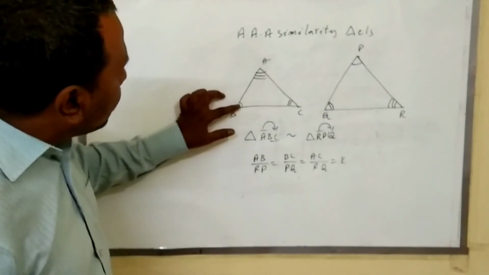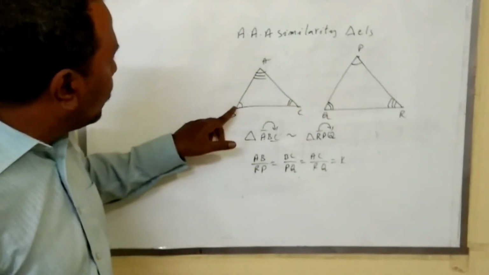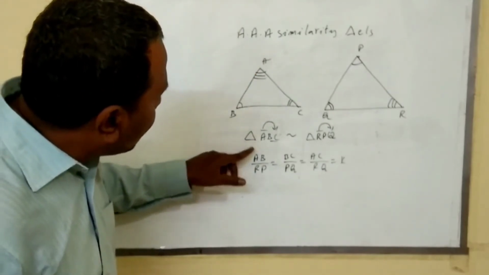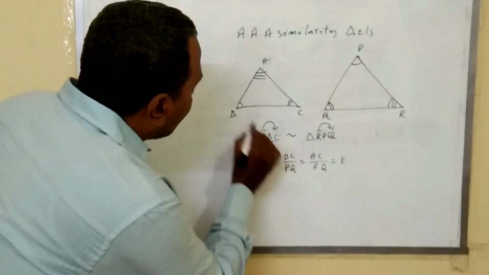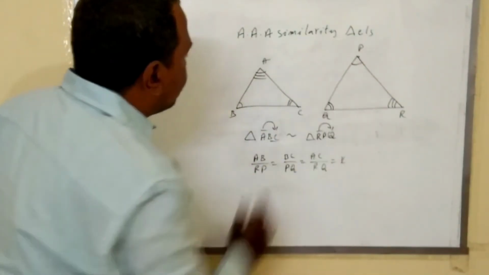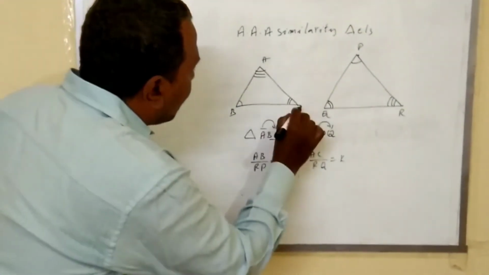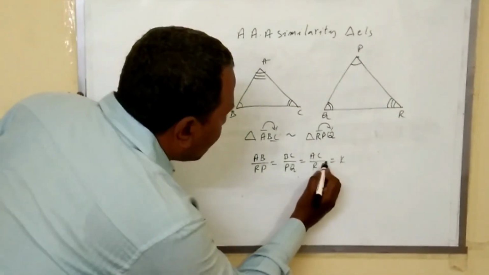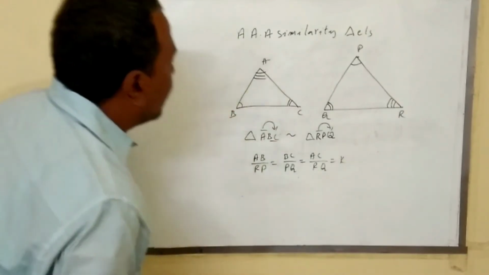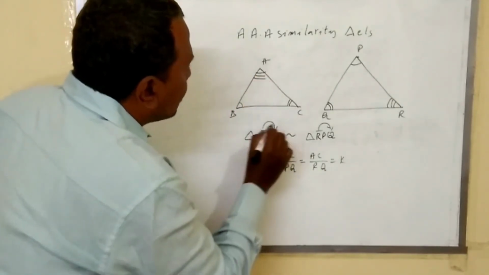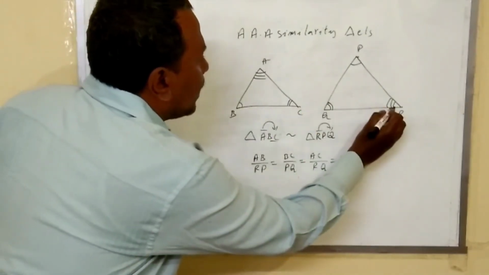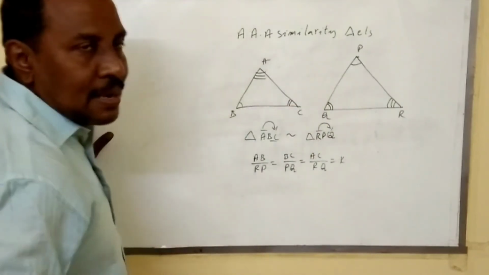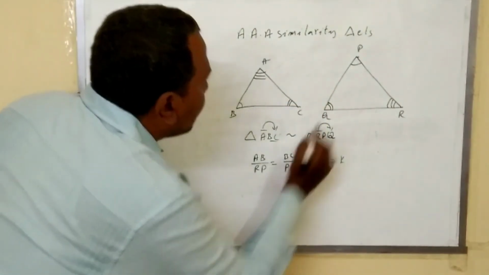So here angle B is equal to angle P. So opposite to angle B is AC, and opposite to angle P is QR. So AC by QR. Next, angle A is opposite BC and angle R is opposite PQ. So these two sides are in ratio. Okay. So BC by PQ.